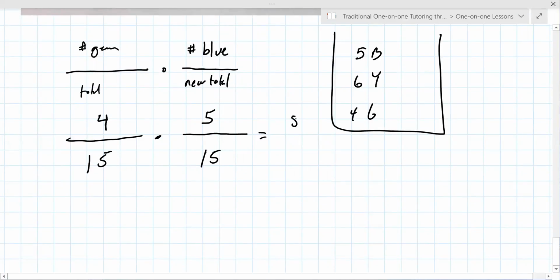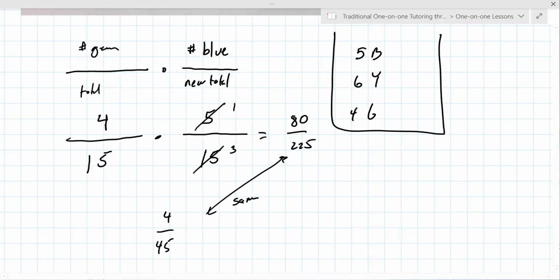Now you could multiply. That's totally fine. There's benefit to reducing this way. This ends up being 4 over 45. Then you'll get the same answer when you do all that.